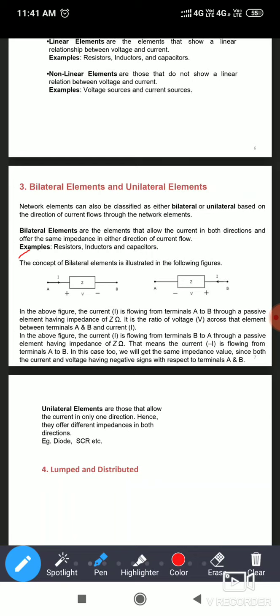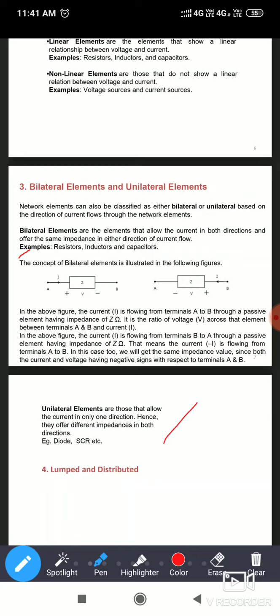So what do we mean by a bilateral element? Bilateral elements are those which allow the current in both directions and offer the same impedance in either direction of current flow. Impedance as well as voltage. Do you understand? So these are the bilateral elements.